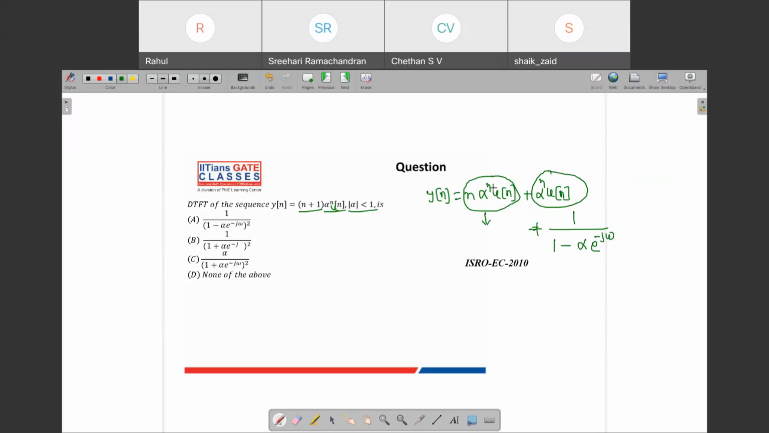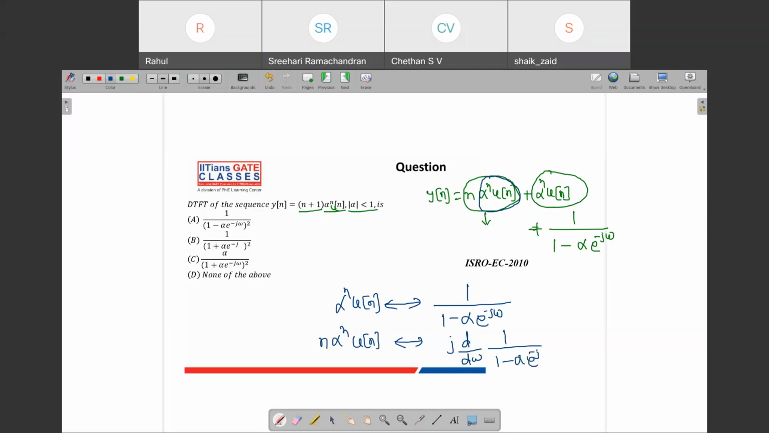Now the second term is clear. The first term has n alpha to the power n u[n]. For alpha to the power n u[n], the DTFT is 1 by 1 minus alpha e to the power minus j omega. Now when you multiply it with n, it will be equal to j d by d omega of 1 by 1 minus alpha e to the power minus j omega.